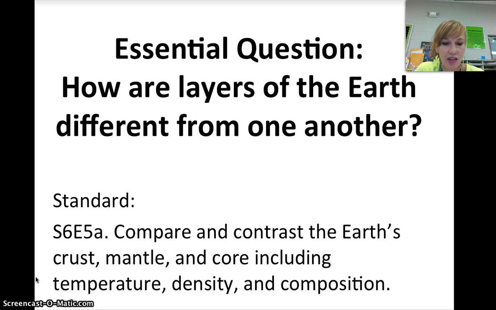And we're going to be looking at standard S6E5A, which says to compare and contrast, so to find the similarities and the differences between the earth's crust, mantle, and core. And we're definitely going to focus on their temperature, the density, and the composition of the crust, mantle, and core. Remember, composition is what it's made of.